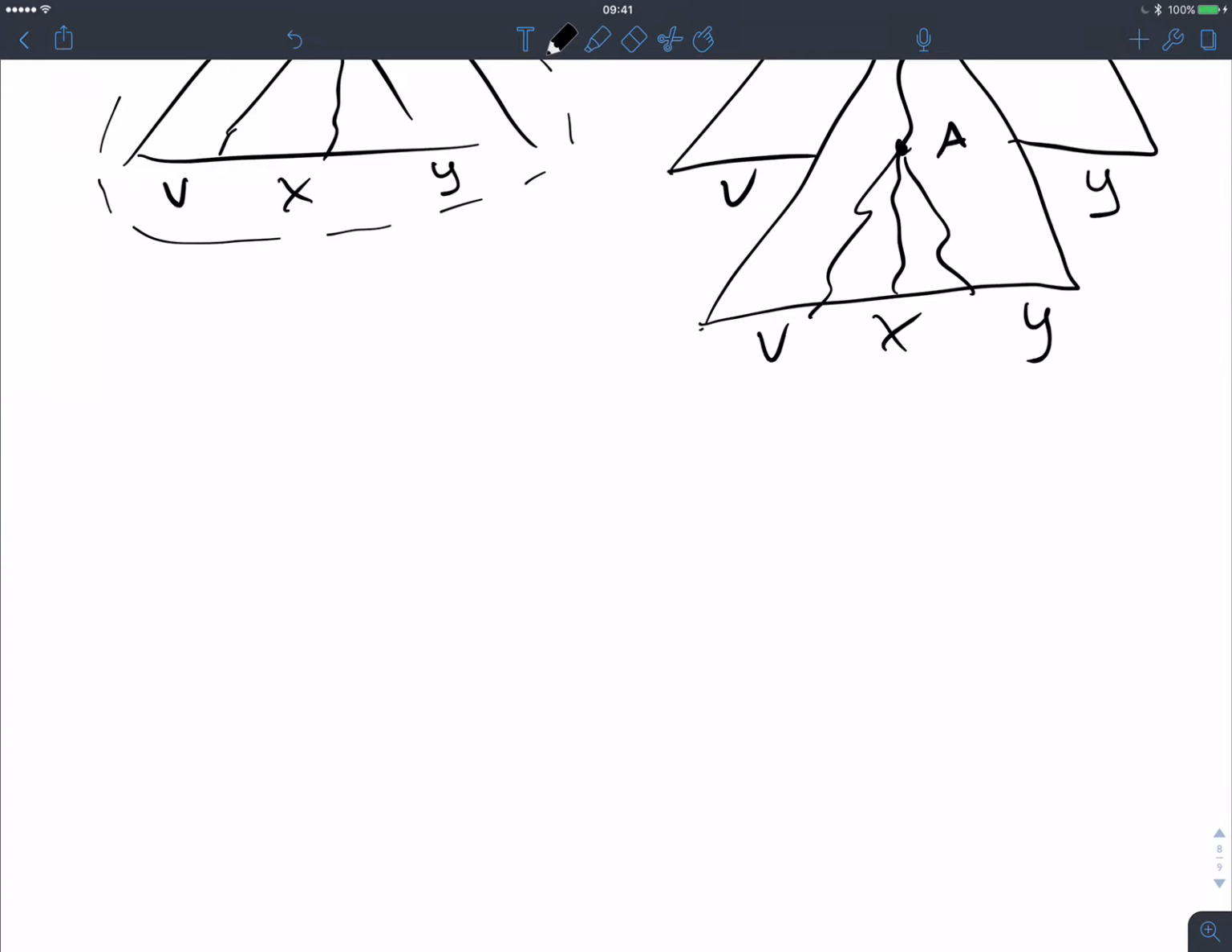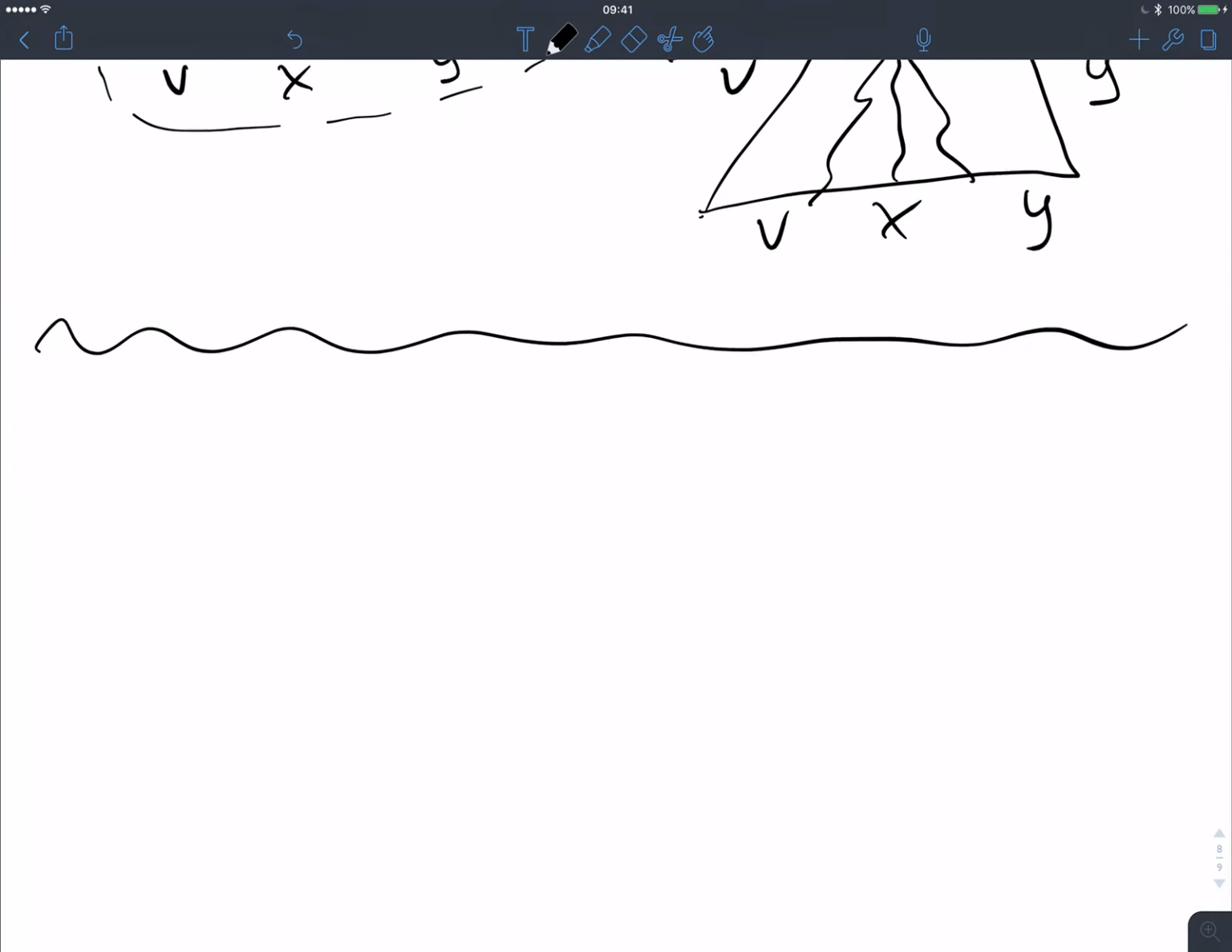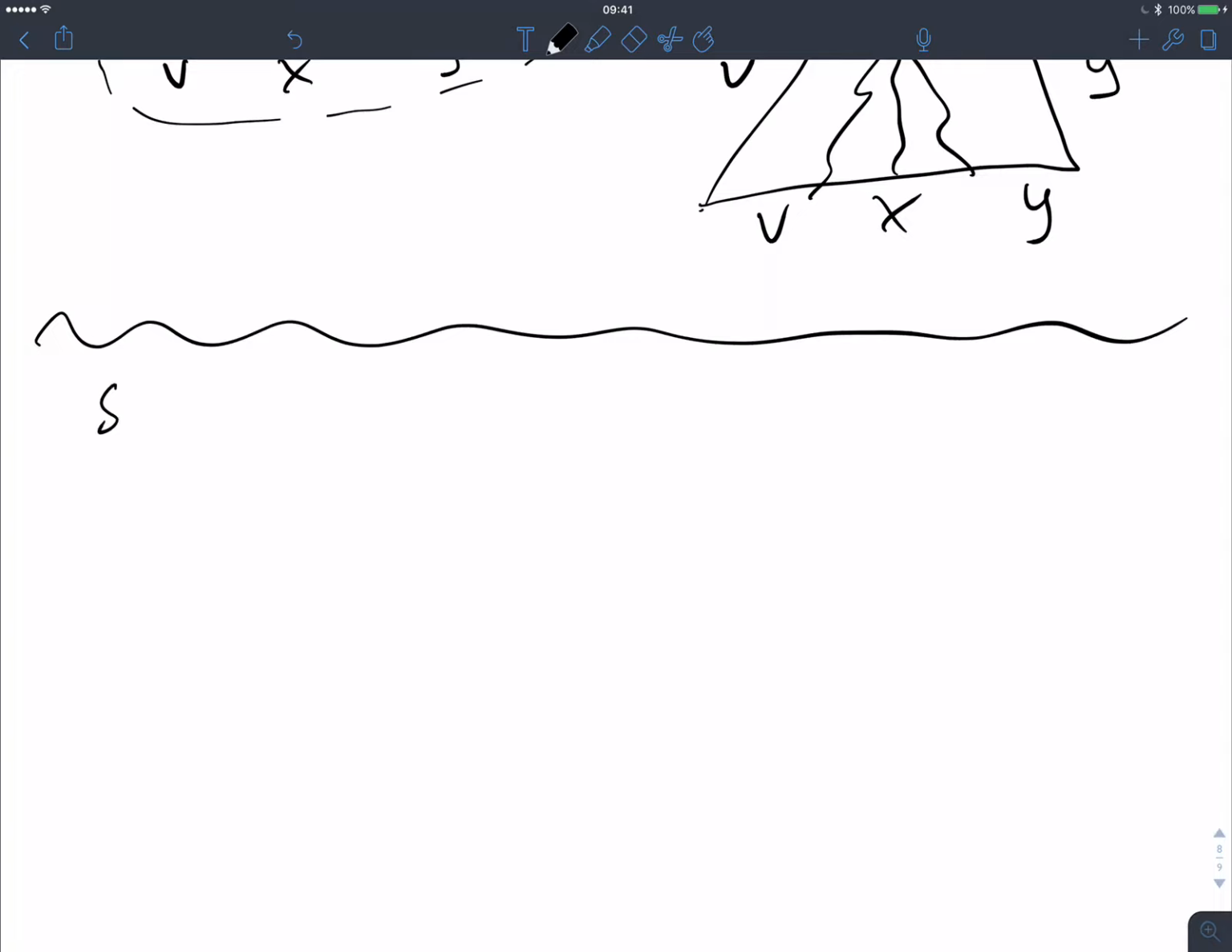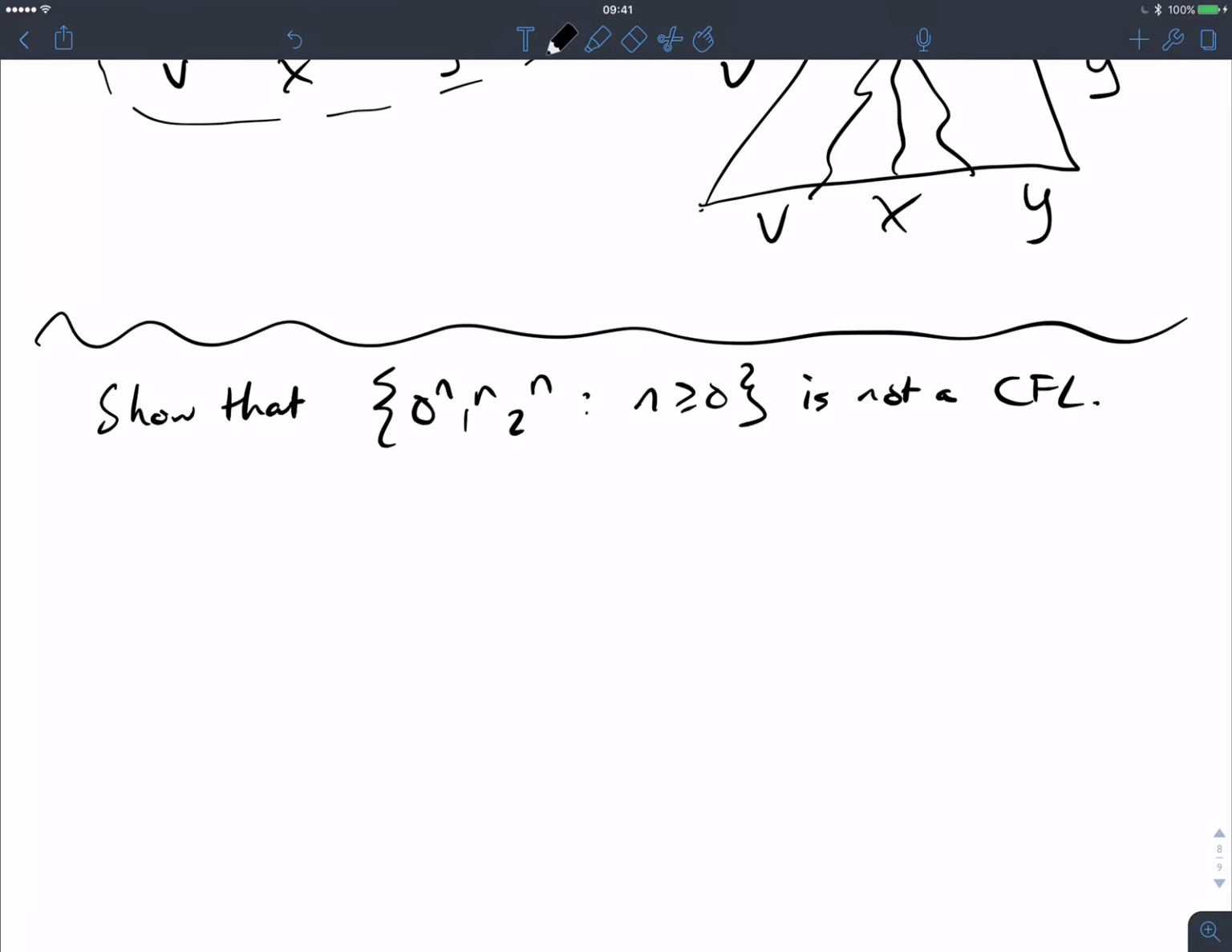Okay, so let's prove a language is not context-free. Show that 0^n 1^n 2^n is not context-free. Proof. If I want to show a language is not context-free, how do I do it? Assume it is context-free. So let's say I call it L. Then assume L is a CFL.